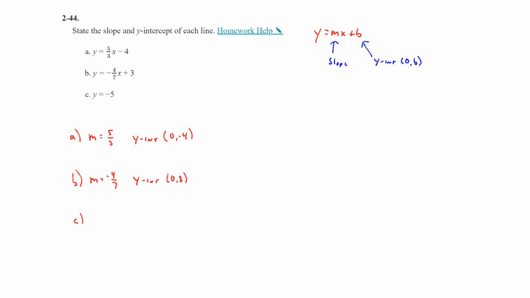And then on C, that one looks to be missing some things. So let's plug in what we don't see. We don't see the x and we don't see the b. The reason we don't see the x is because it's 0 times x. And we didn't maybe think we saw the b, but it is that -5. That's your constant. So knowing that, we now know the slope is 0, and we know the y-intercept is (0, -5). And we also know that this represents a horizontal line because the slope is 0.